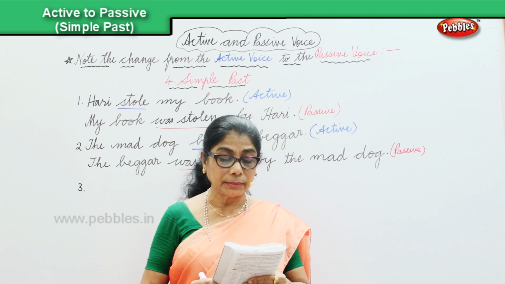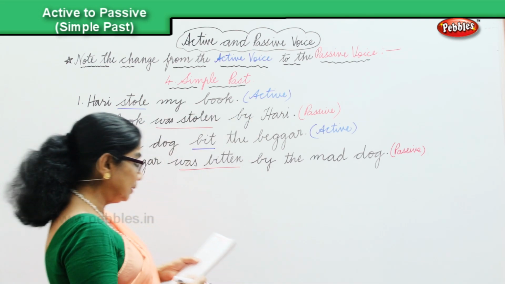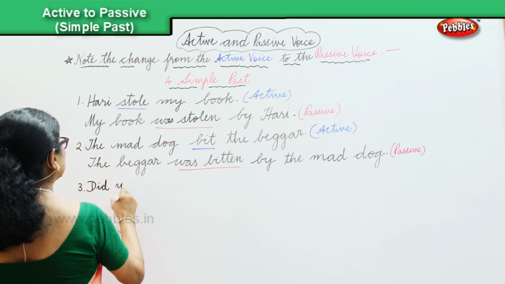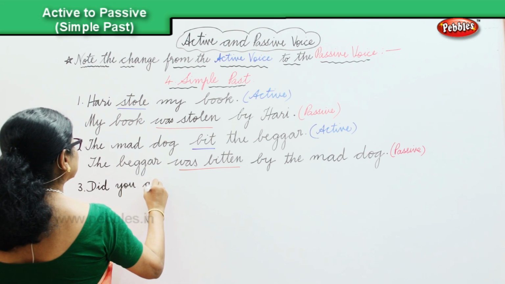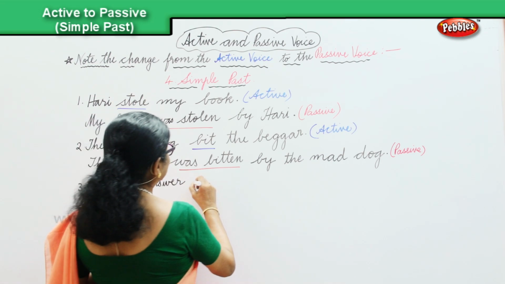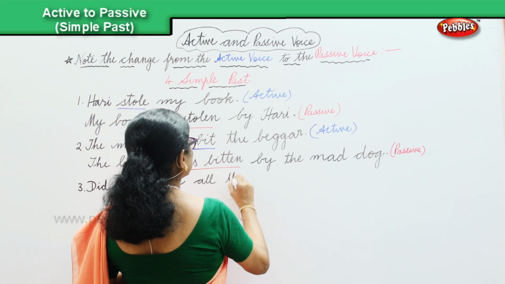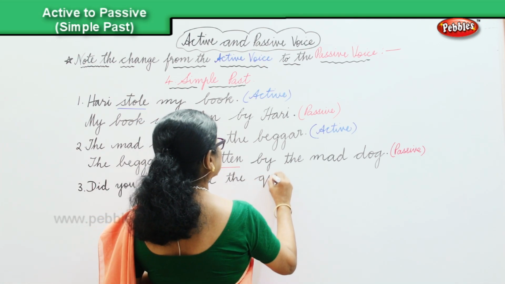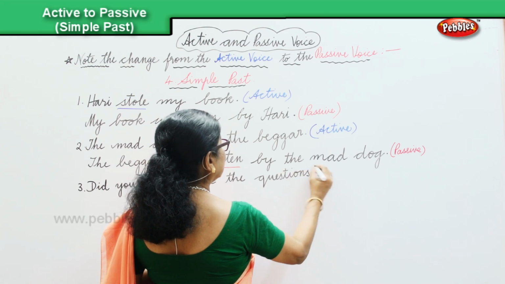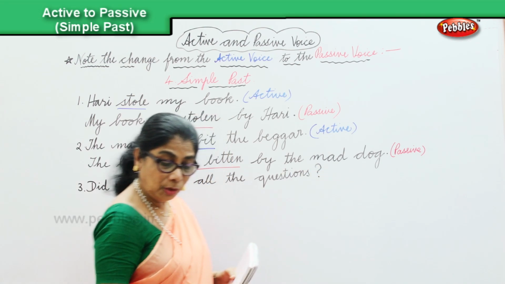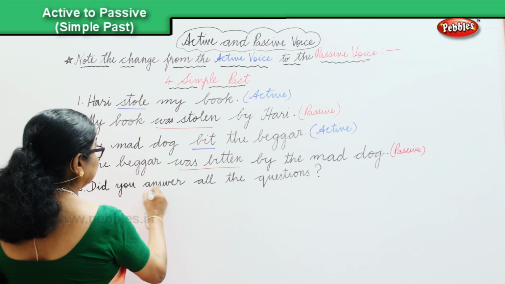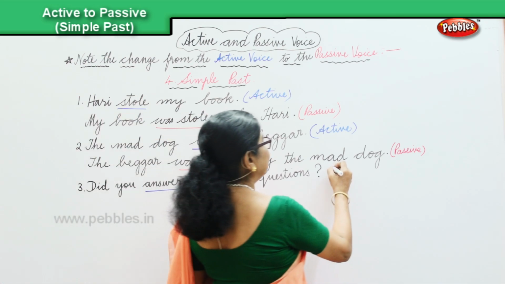Let's look at another sentence, number 3. Did you answer all the questions? And here look at the verb. Did you answer? And so the active voice.